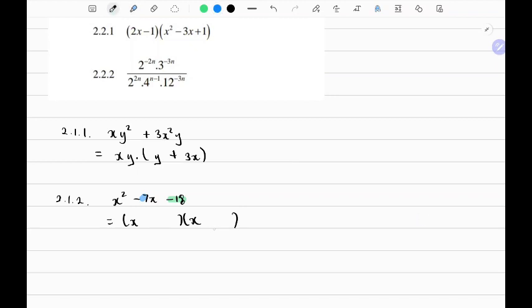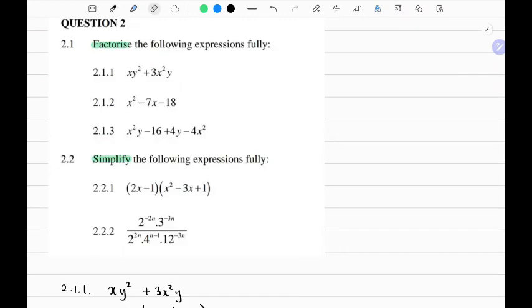So if you consider 9 and 2, you get negative 9 and positive 2. The product of these two numbers gives you negative 18, and the sum of these two numbers gives you negative 7.